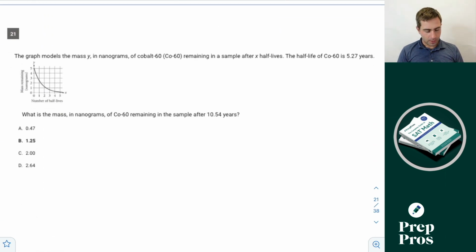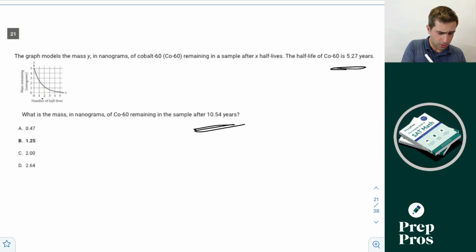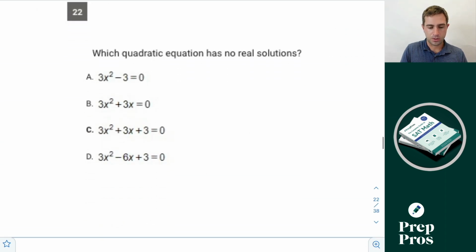All right, 21 here. The graph models the mass y in nanograms of cobalt remaining in a sample after x half-lives. The half-life of this cobalt is 5.27 years. What is the mass in nanograms remaining in the sample after 10.5 years? Well, this is just going to be 2 half-lives. That's the same as 5.27 times 2. So we're just looking for the spot on the graph here. B is the only answer between 1 and 2 for our mass remaining. So that's how we can see that B is right.